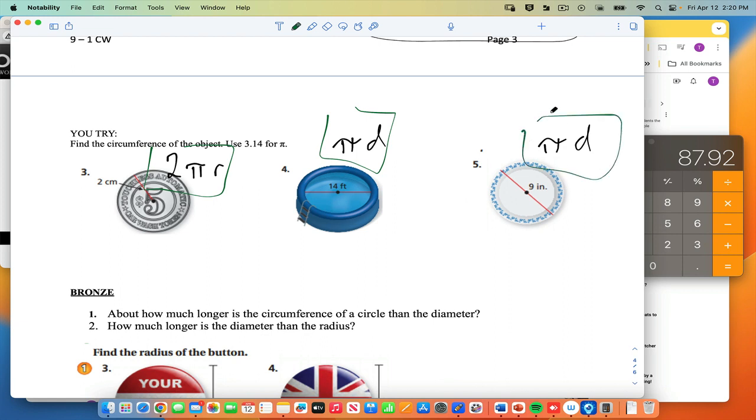On your homework, I need to see these equations every single time. If they give you radius like this one, you're going to write 2 pi r. If they give you diameter, you're going to write pi times d, and then solve it from there. You would use a calculator and do 2 times 3.14 times 2. That should be what your homework looks like. We're going to practice it more Monday.